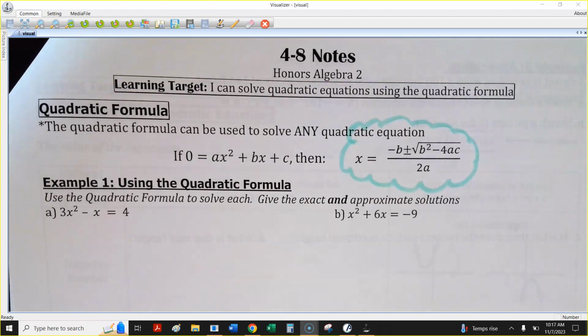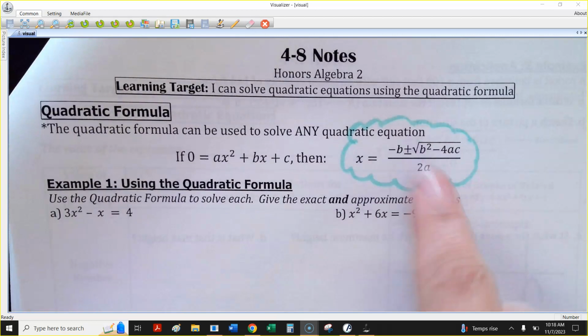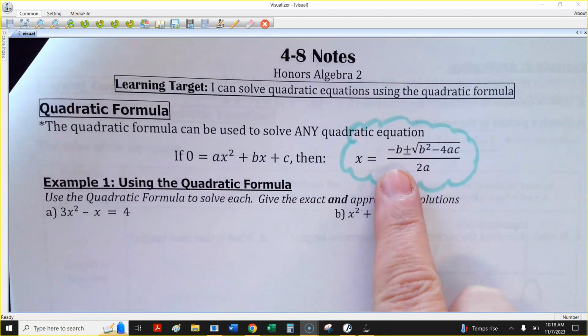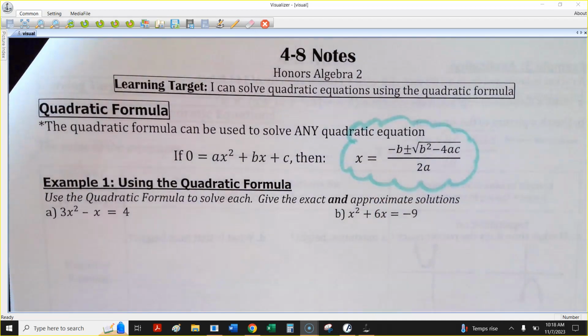So any of these questions, we're going to start out, set equal to 0, identify your A, B, and C values, and then we are literally just going to plug them in to that lovely mess that's this big fraction. It's opposite of B plus or minus square root, and that's B squared minus 4AC, the whole thing over 2A. A, B, and C will just be coefficients from the actual question, or the actual equation that you're looking at.